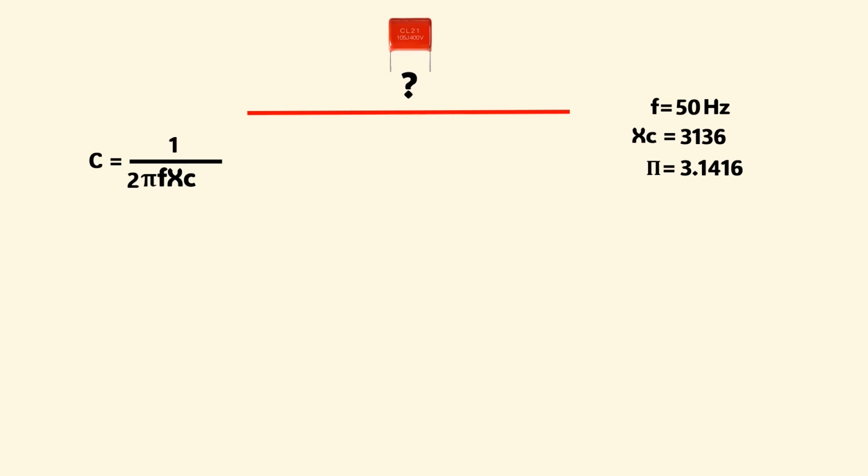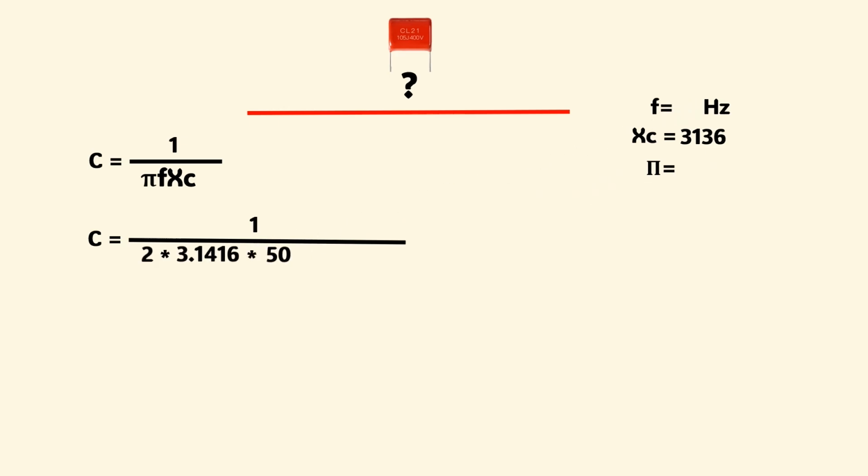Now the formula for determining the capacitor value is C equals 1 divided by 2 pi f XC. Here the value should be calculated according to the formula. So C equals 1 divided by 2, the value of pi is 3.1416, f equals 50 Hz, XC, which we just found to be 3136 ohms. Now this answer came after calculation.